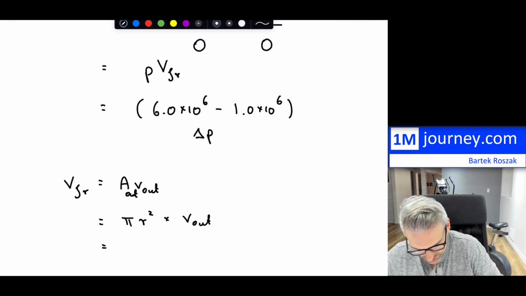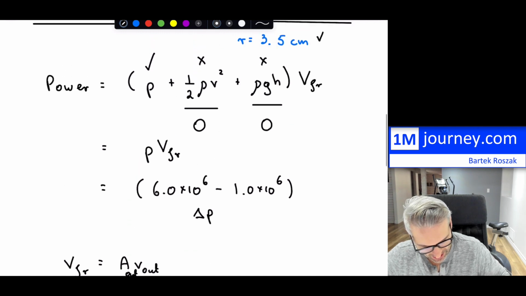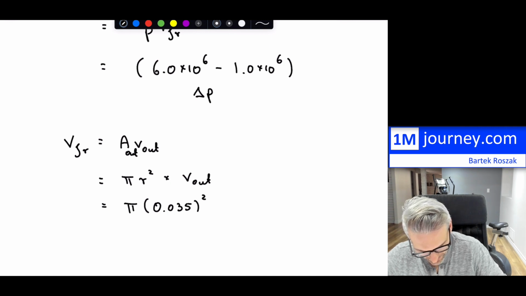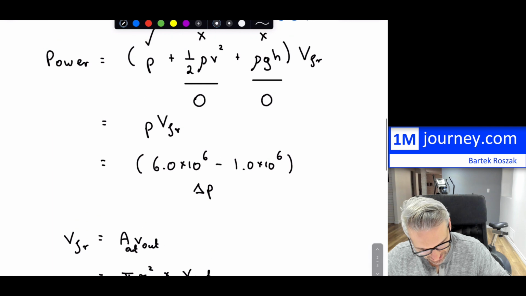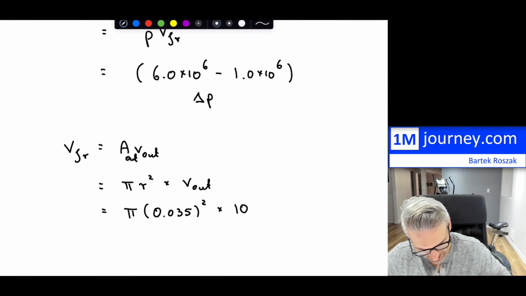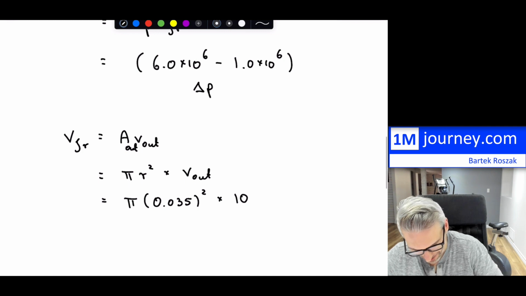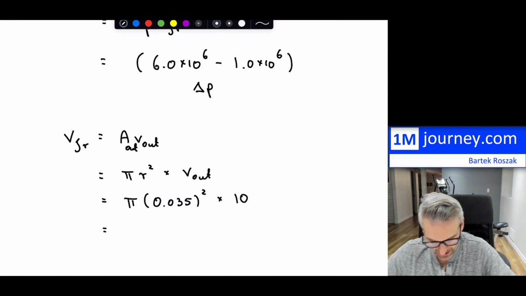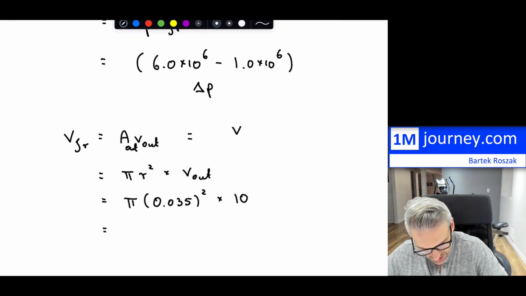So we can substitute all of these. The radius was 3.5 centimeters. So don't forget, change it back into metric standard units. That's going to be squared. Multiplied by the speed, which is 10 meters per second. So that's 10 meters per second there. And that is going to give me my volume flow rate.